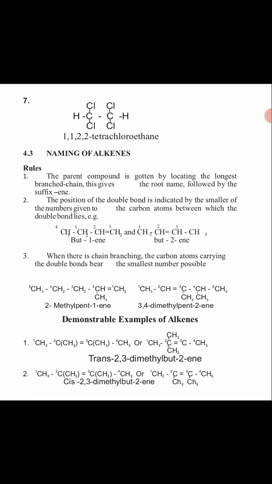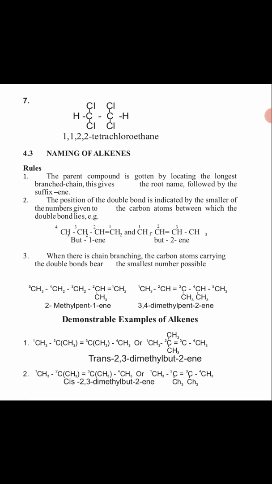If I go from front to back, I'll be having 1, 2, 3, 4, 5. Can you see? If I go from back to front, I'll be having 1 after the double bond. That's the reason why we have pent-1-ene, not pent-5-ene and not pent-2-ene. Pent-1-ene, with 2-methyl as the attachment.